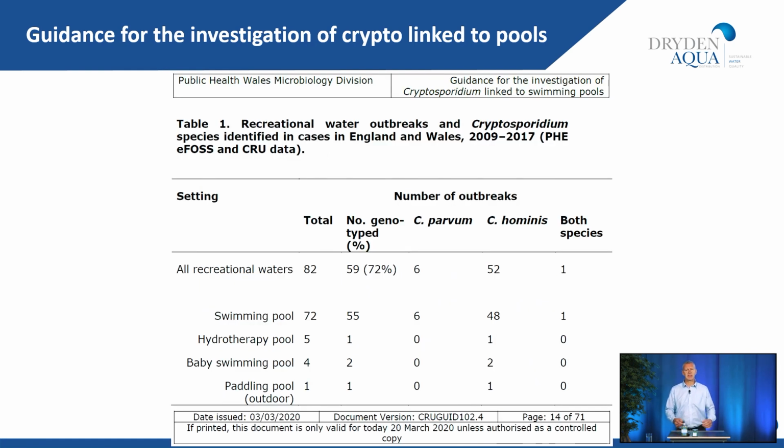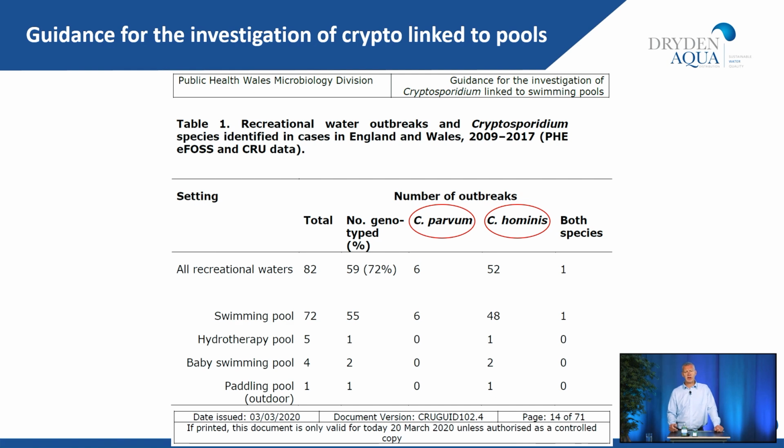It goes on to tell us this study that was carried out, I know it's some time ago now, between 2009 and 2017. There's 2 different types of Cryptosporidia that we can experience. The first one is coming from animals, largely. This is Cryptosporidia parvum. And the one that's more prevalent in pools is the Cryptosporidia hominis from humans.